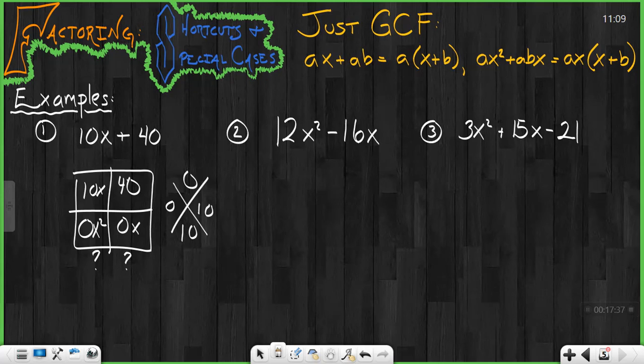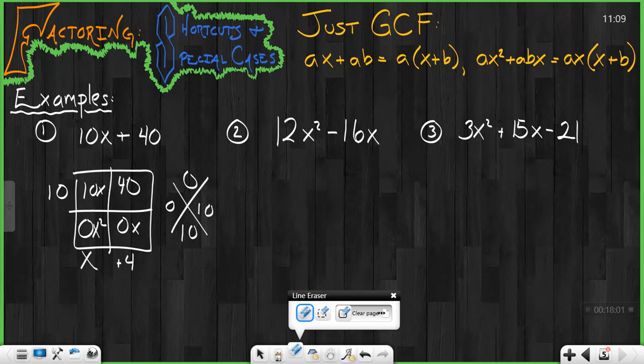But I can pull out a factor between 10x and 40. That's 10. And therefore, if that's 10, then what do the other two have to be? Well, 10 times x would get me to 10x. And 10 times positive 4 would get me to that. And so watch what happens here. I mean, really, I'm just going to do some creative erasing for you to see what's going on.